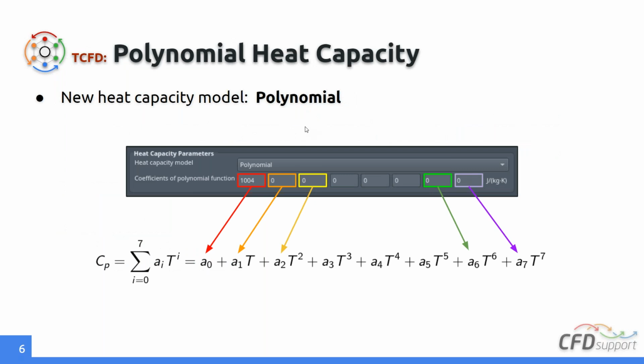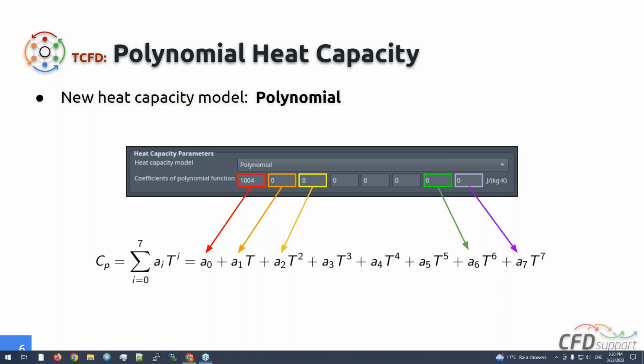The polynomial heat capacity options are pretty direct, and you can find them in the TCFD module in the physics. So, heat capacity model, polynomial, pretty straightforward. This is set directly to the constant, but you can find the polynomial formula for your particular fluid, and you can choose it for the compressible simulation. So pretty straightforward.